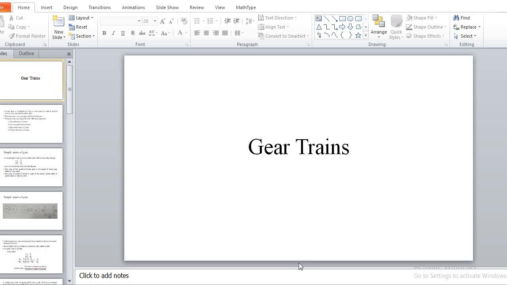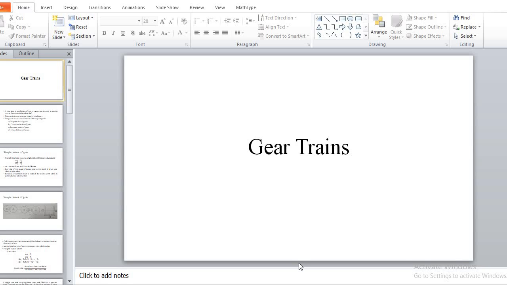We discussed interference that occurs in gears, interference and undercutting in these 2-3 gears. We solved some numericals based on all these topics, and now we move toward another topic, the gear train.